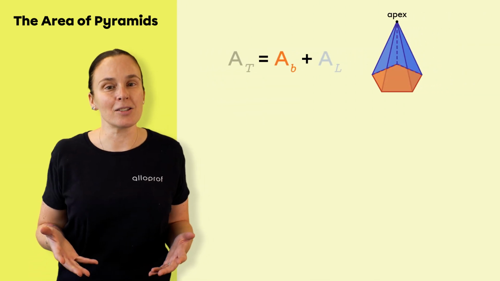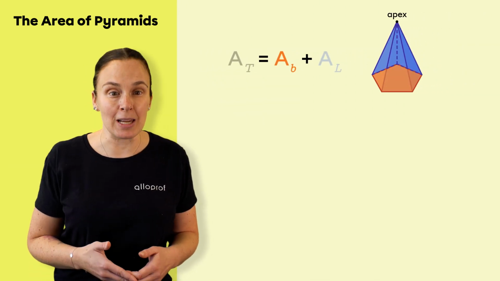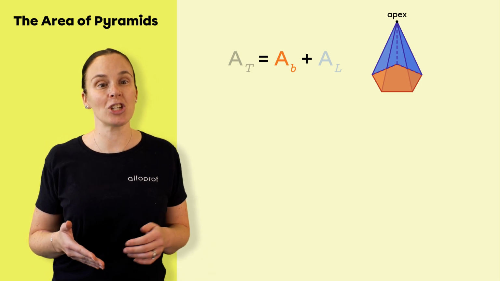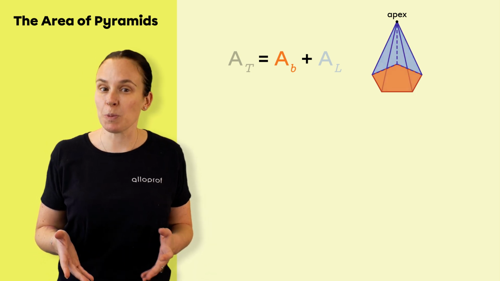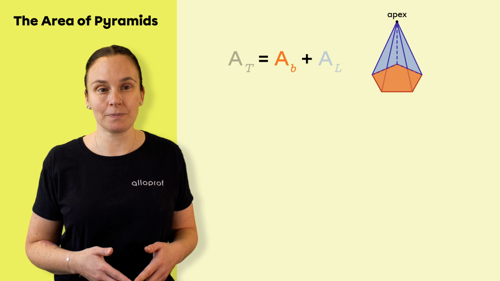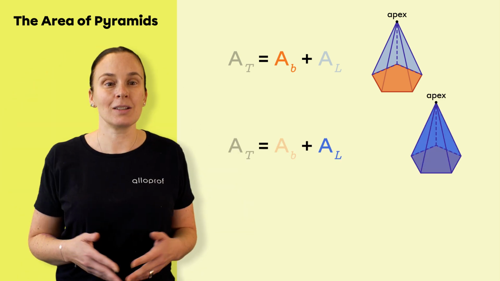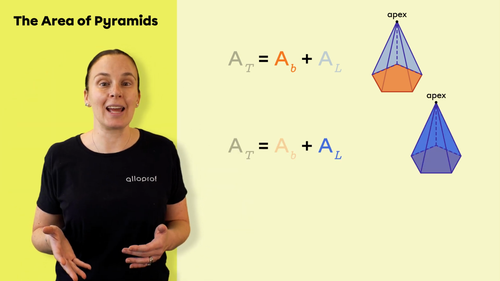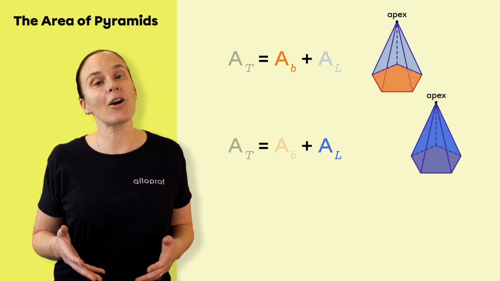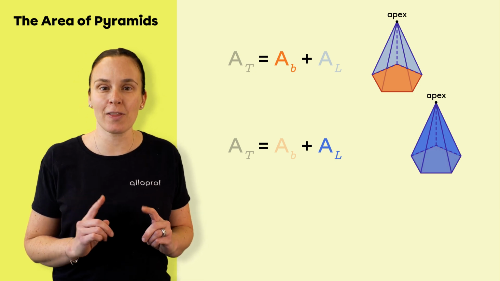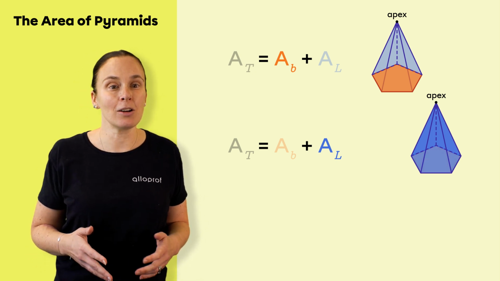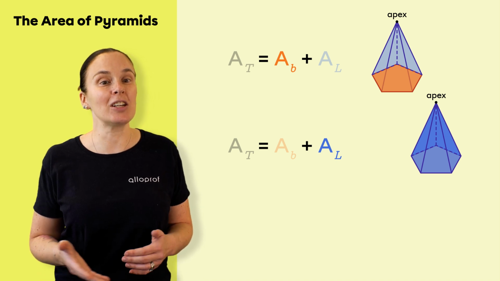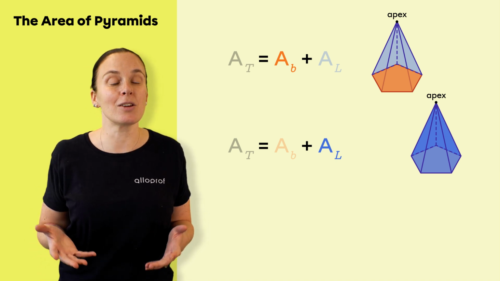The area of the base, usually denoted A subscript B, is the area occupied by the shape at the base of a pyramid. In this pyramid, the base is a regular pentagon. The lateral area, generally denoted A subscript L, is the area occupied by the faces that are not the base of the pyramid. Here, the lateral area is made up of 5 congruent isosceles triangles, since it is a regular pyramid.